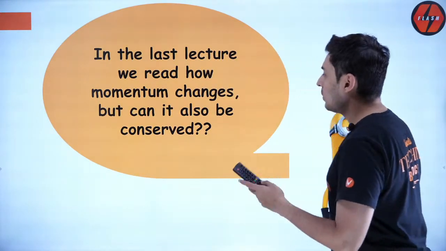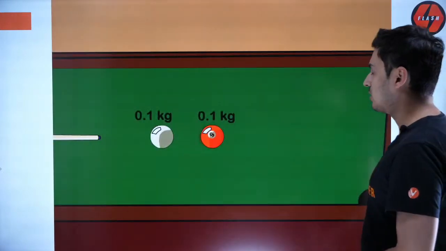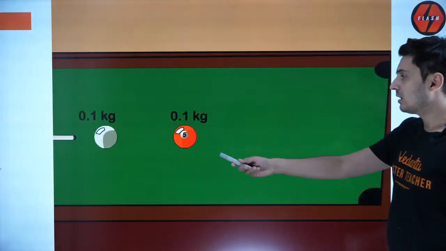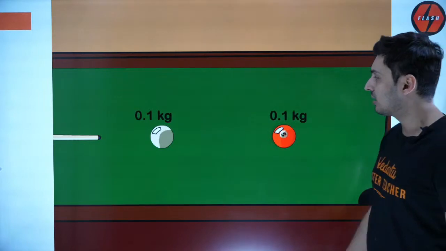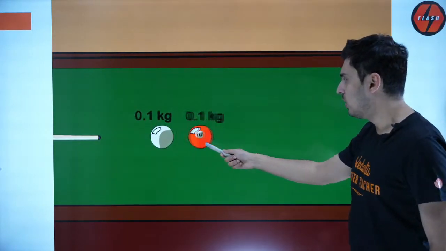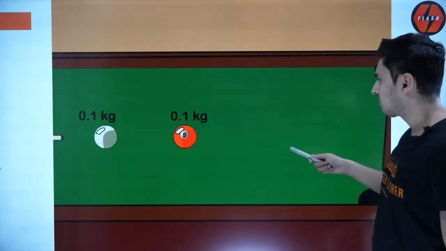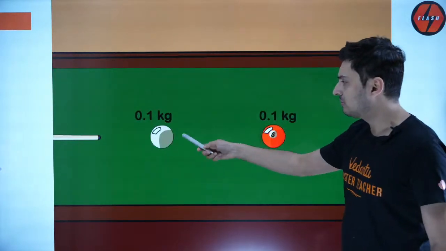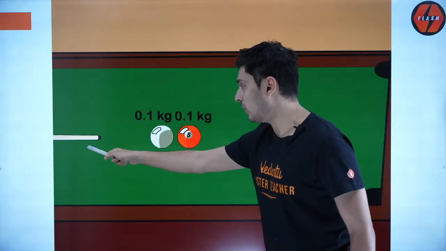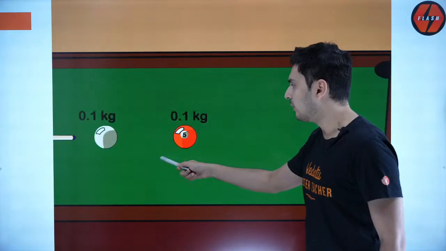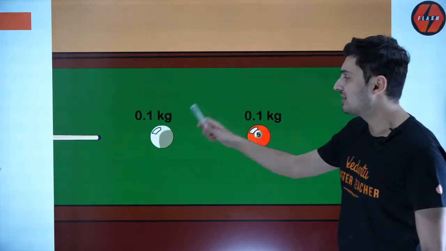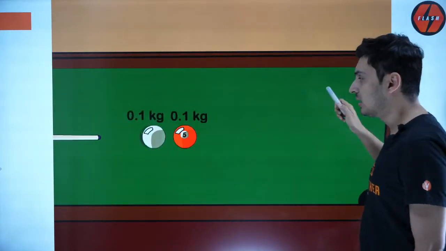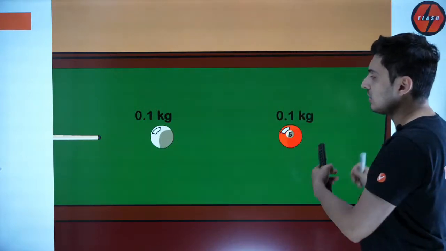All right, so how can momentum be constant? Look at this example. Using a stick, you hit the striker, the white ball goes and hits the red ball, and you can see the momentum is first transferred from the stick to the white ball, and then from the white ball to the red ball. So it is getting transferred from one object to the other, but the total momentum is constant.